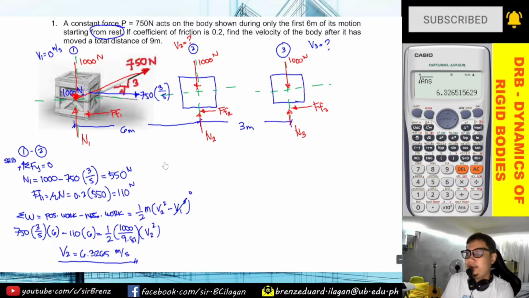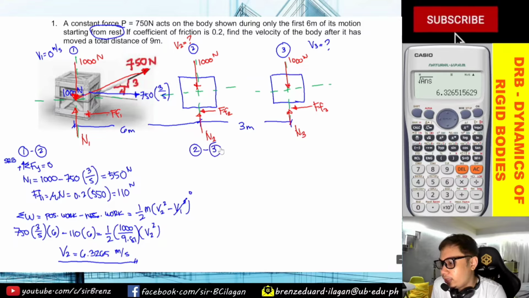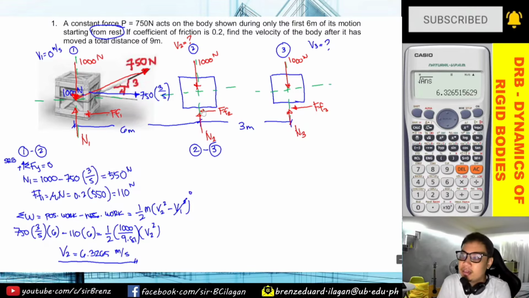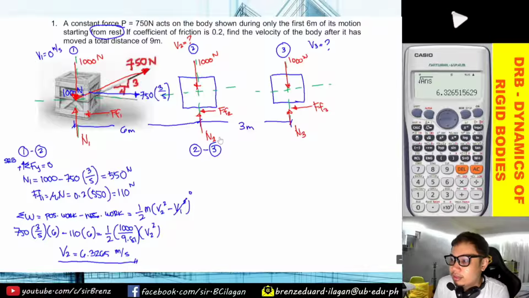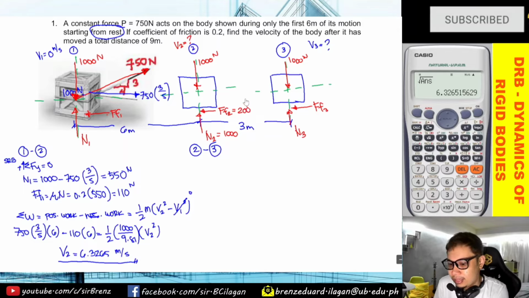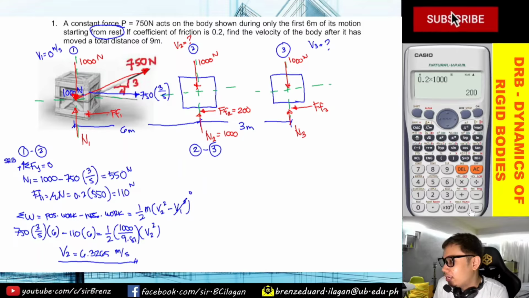Next, from point 2 to point 3 naman. Okay. So, ganun ulit. We need to identify first or to solve first for the value of the normal force. Pero kahit ito naman ay titig method lang, kasi kapag nagsummation ka ng forces ng y, ano yung magiging value ng ating N sub 2? Di ba equals lang din siya sa 1,000? And then ito, that is 0.2 times 1,000, so that is 200. Tama ba? 0.2 times 1,000. Tama yan. Ayan.